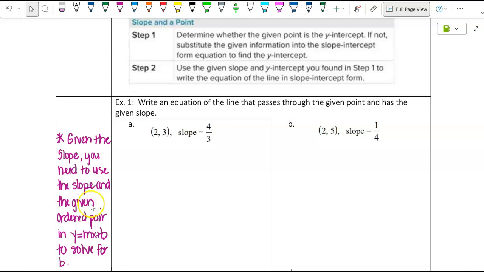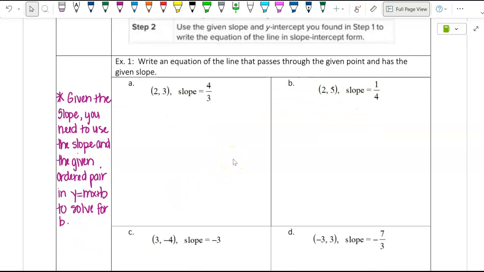All right, so again, they're giving us a slope here. They're telling us our slope is 4/3, so that's our m. We already know that part of our equation. And they give us a point. The point represents x and y. So we're going to use those three pieces of information in our y equals mx plus b.